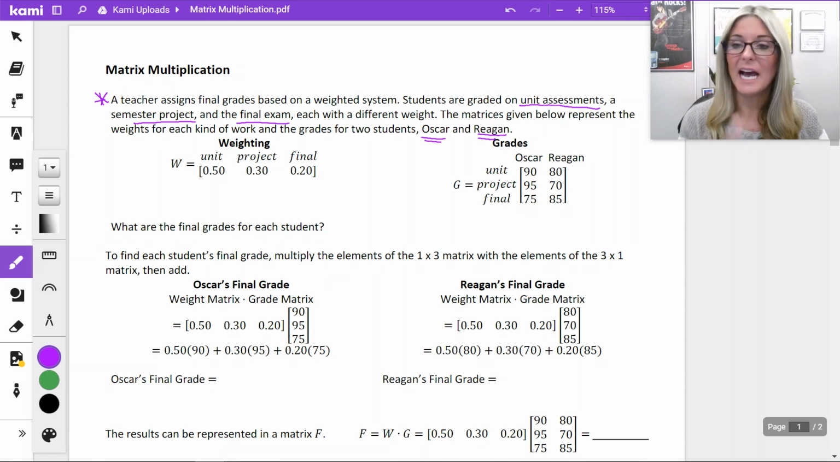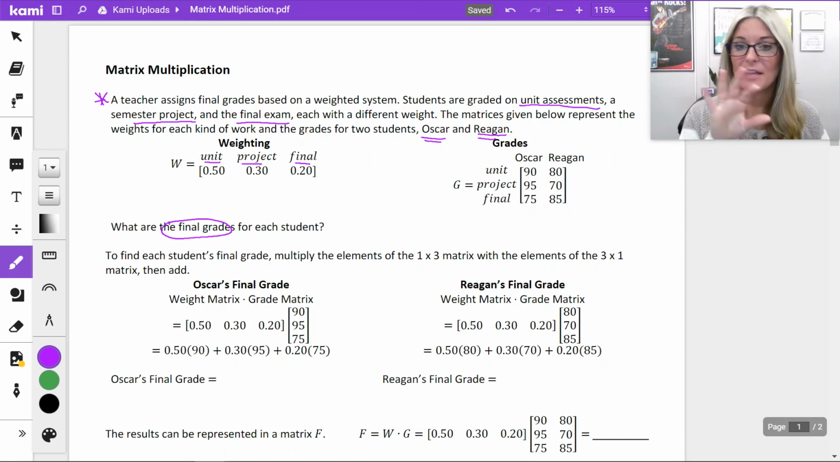On the left is how the teacher weights those units: the unit assessment, project, and final. So it looks like 50%, 30%, and 20%. And on the right, matrix G is for Oscar and Reagan with those grades for the unit assessment, project, and final. So what would be the final grades for each student?